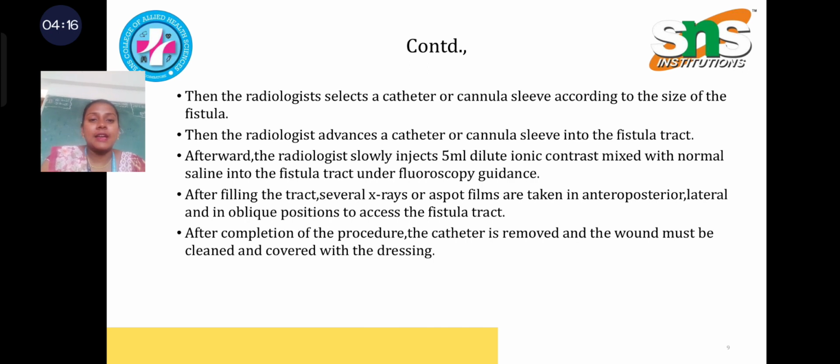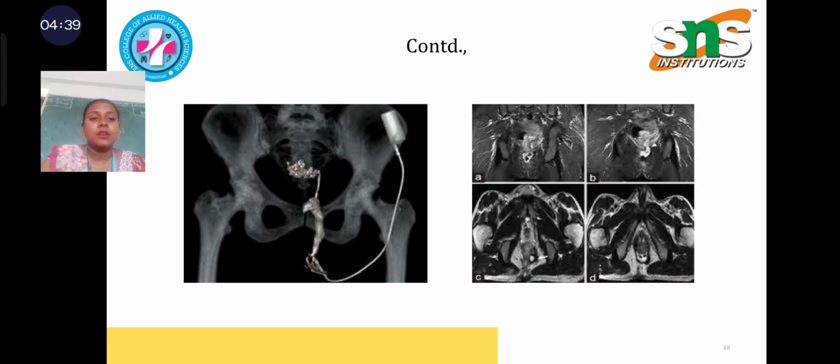After filling the tract, several X-rays or spot films are taken in anterior posterior view, that is AP view, lateral view and in oblique positions to assess the fistula tract. After completion of the procedure, the catheter is removed and the wound must be cleaned and covered with the dressing. This is how the X-ray of a fistula and a CT scan and MRI scan of a fistula look like.